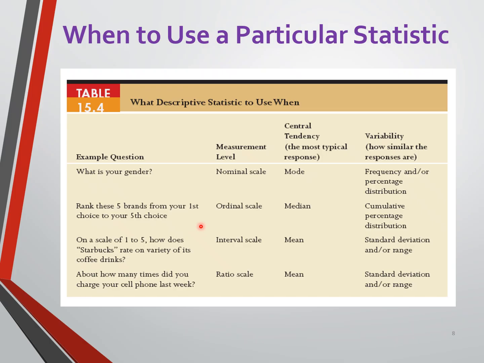Rank these five brands from your first choice to fifth choice. It means you are giving a ranking, so we can use the ordinal scale, where the median is to be used.